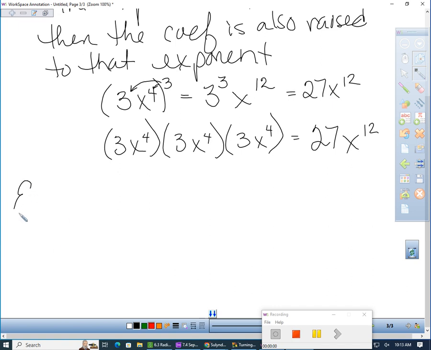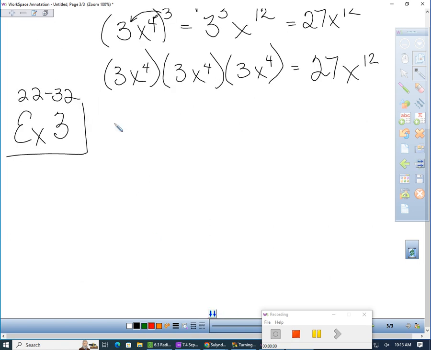All right, so here's example number 3. This is 22 through 32. So this is a pretty big example here. You think I could put it right in there? Yeah. All right, perfect.